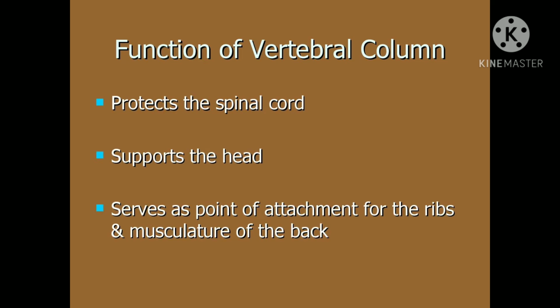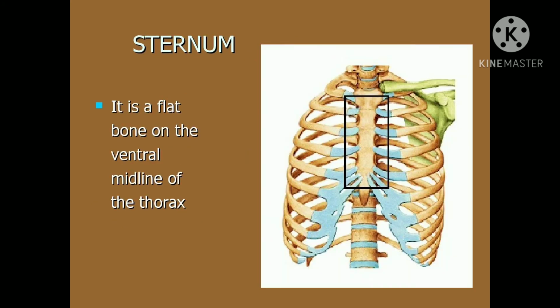Okay, so what is the function of the vertebral column? It protects the spinal cord, supports the head, and serves as the point of attachment for the ribs and musculature of the back. Okay, so what is the sternum? It is a flat bone in the middle of the thorax. We can see in this picture the box is the sternum.